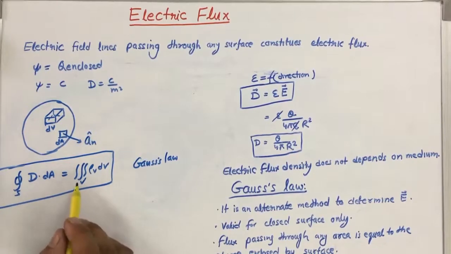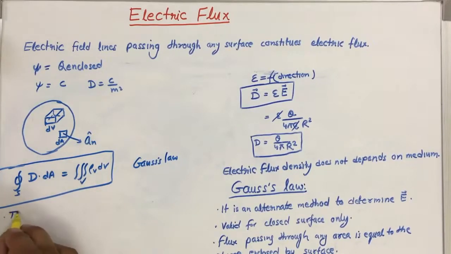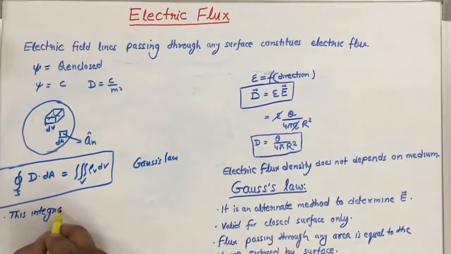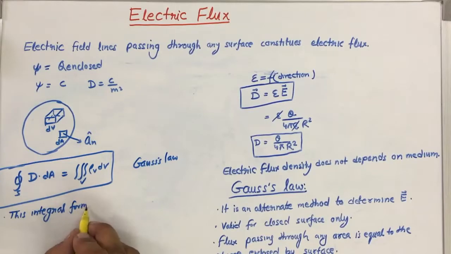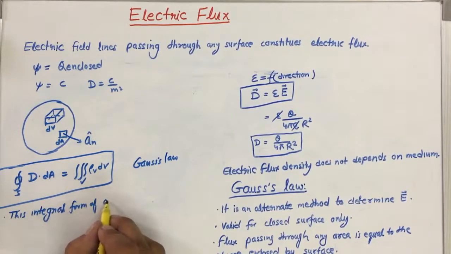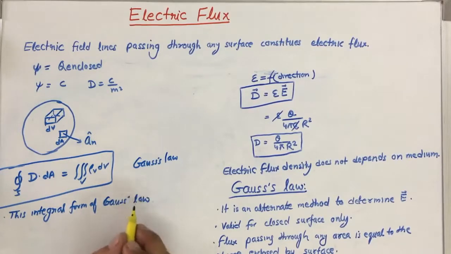This is also known as the integral form of Gauss law. So we can write it, this is the integral form of Gauss law. Due to the use of integration, it is named integral form of Gauss law.